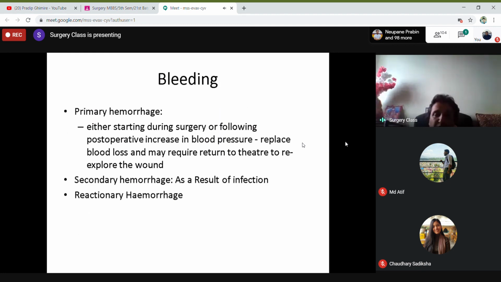Bleeding, yes, primary, or secondary, or reactionary hemorrhage. Secondary is usually seen after 7 to 10 days due to infection or sloughing out of the vessels. You have put a ligature and the vessel gets infected. That part gets infected and it sloughs out and the patient starts bleeding. That is secondary hemorrhage. Reactionary, I told you, within 48 hours due to seepage of various ligatures or rise in pressure due to generalized oozing. So various causes.